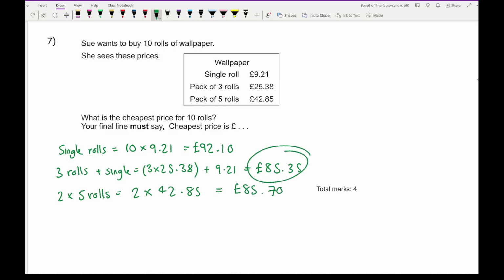It's going to be 3 rolls and a single. So here the cheapest price equals £85.35.